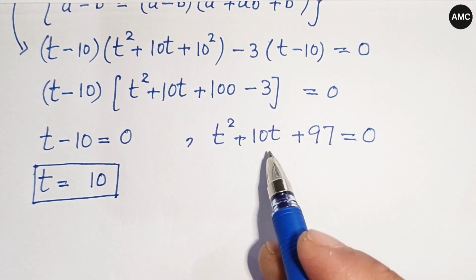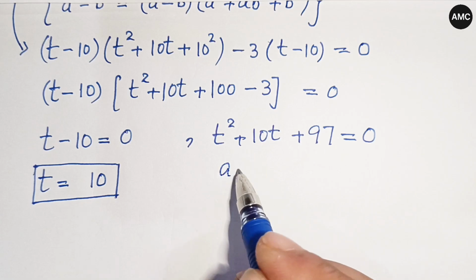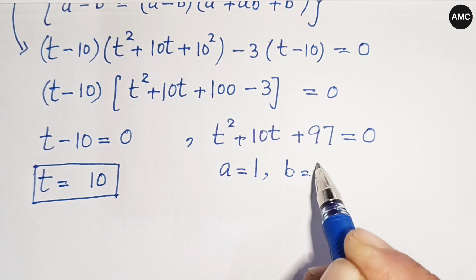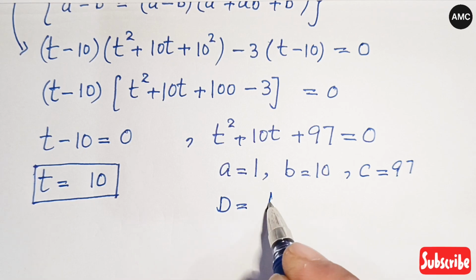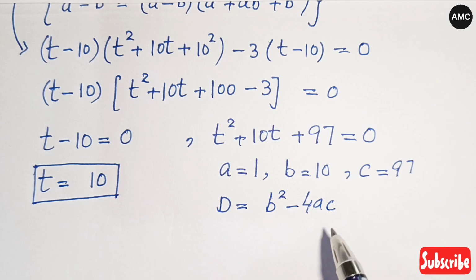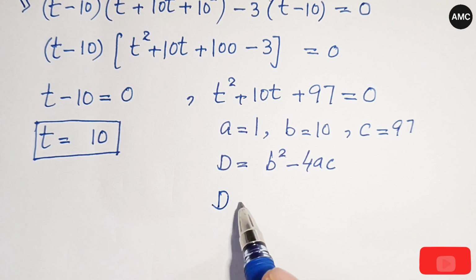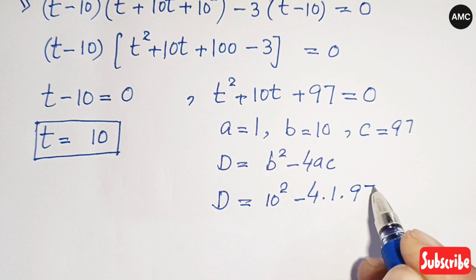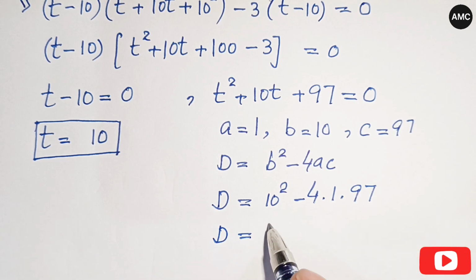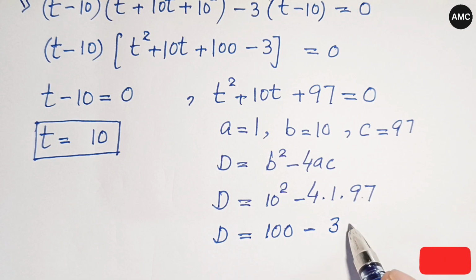Here, from this equation, it is a quadratic equation, and first of all we are going to find the determinant. Here the value of a is 1, b is 10, and c is 97. So the determinant is equal to b squared minus 4ac. We are going to check whether the determinant is less than 0 or greater than 0. So determinant is equal to b squared, which is 10 squared, minus 4 times a, which is 1, times c, which is 97. The determinant is equal to 100 minus, here we have 97 times 4, we get 388.